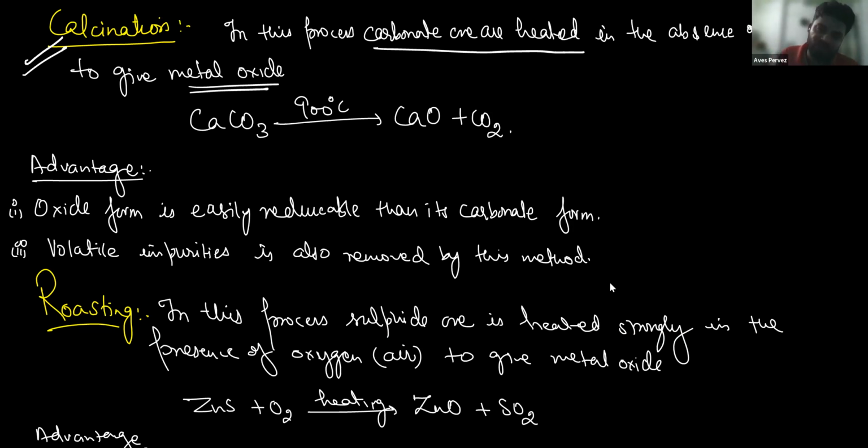And write the same for roasting also. This is a very, very important part of this chapter. Many times questions are asked in examinations, like what is calcination, what is roasting, in which type of ore we do calcination, why we do roasting, and which type of ore is suitable for roasting. So keep this in mind.